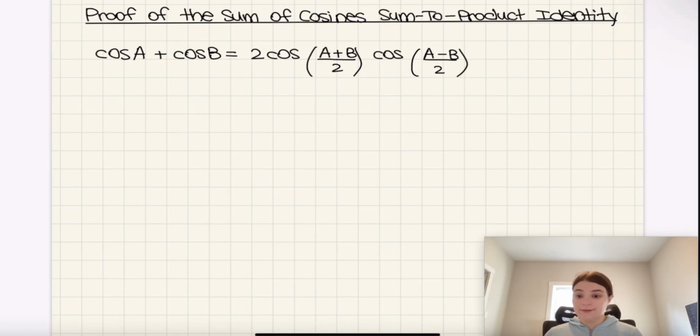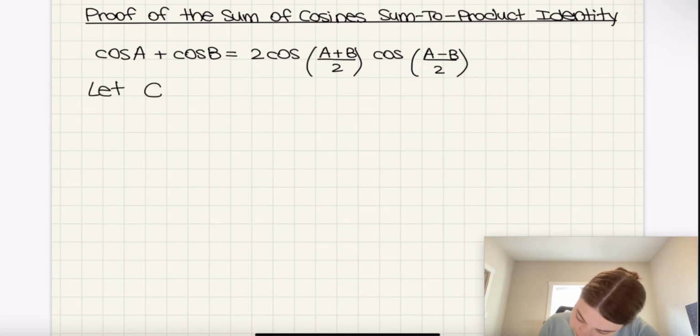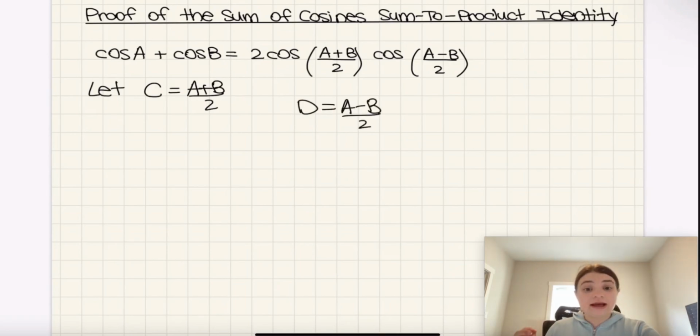All right, so the first thing I'm going to do is let C be equal to (A plus B) over 2, and we're also going to let D be (A minus B) over 2. The reason I'm choosing these for our new variables C and D is because over here we have (A plus B) over 2 inside this cosine, and over here we have (A minus B) over 2 inside of this cosine function. So doing this will be useful to us. This is going to help us later on.